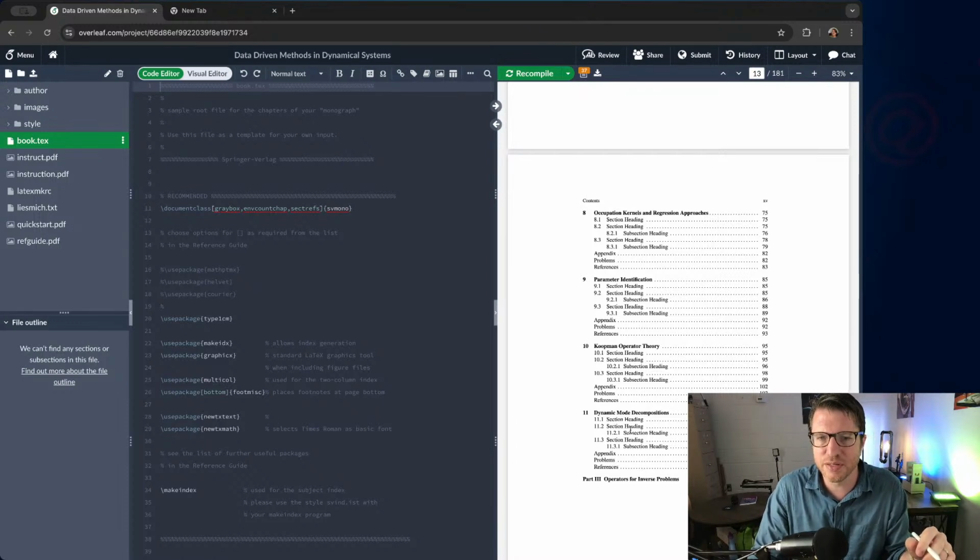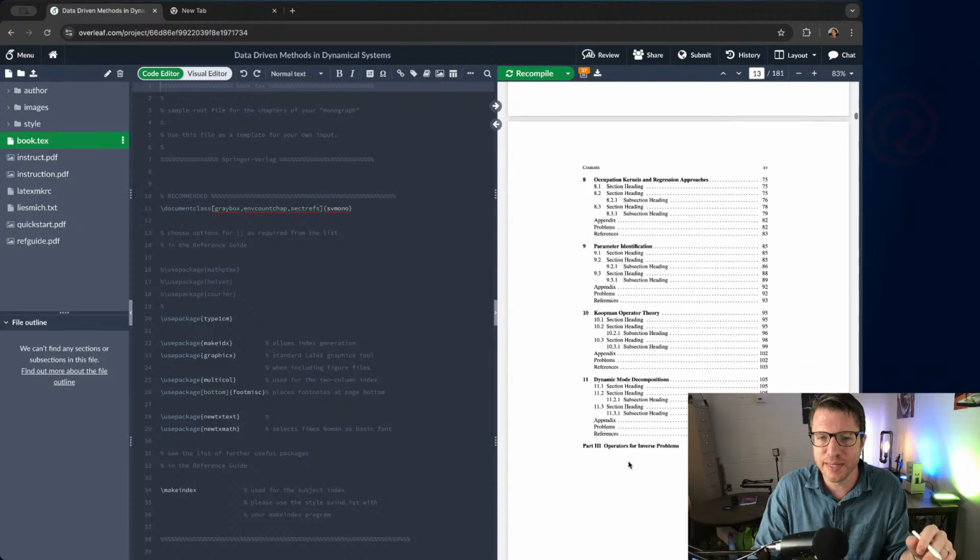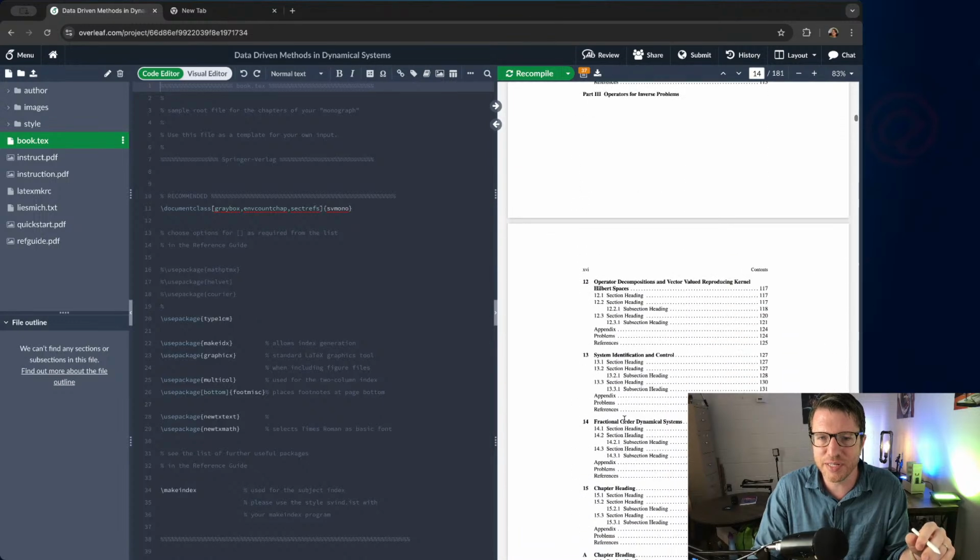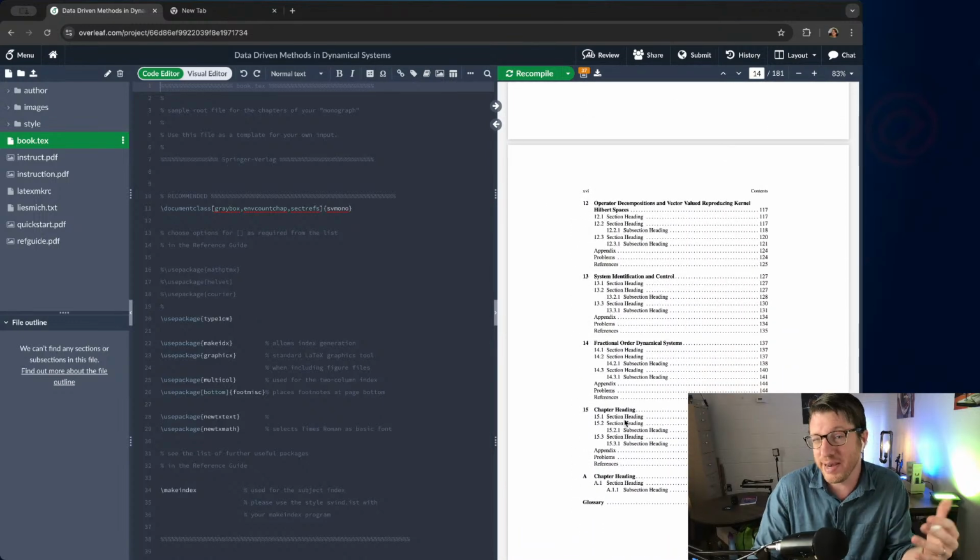Then ultimately it gets into dynamic mode decomposition. Now, part 3 actually intersects a lot of things that we have working right now.